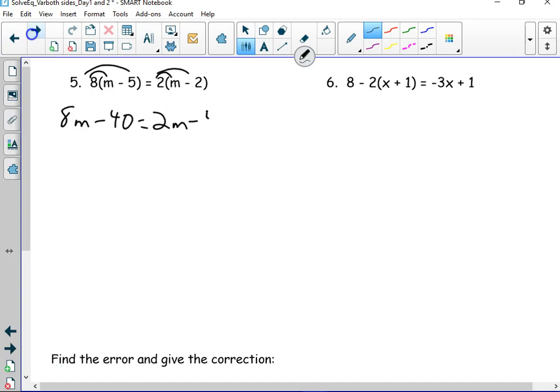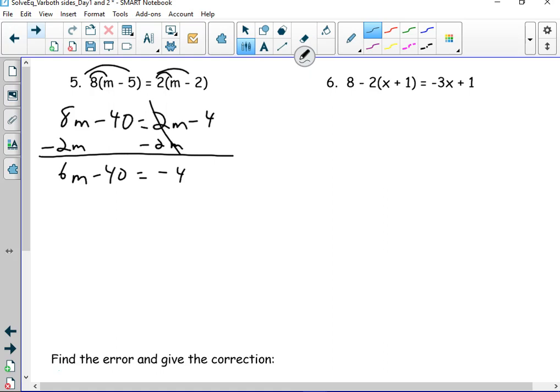Equals 2m minus 4, not minus 2. Got to distribute. Now we're right back to the stuff we started with today. I'm going to decide to move my 2m over here. I'm going to do this in 2 steps again. That's going to give me 6m minus 40 equals negative 4.